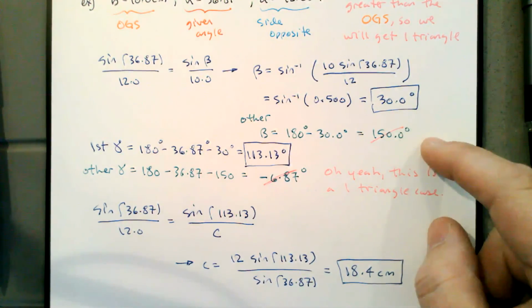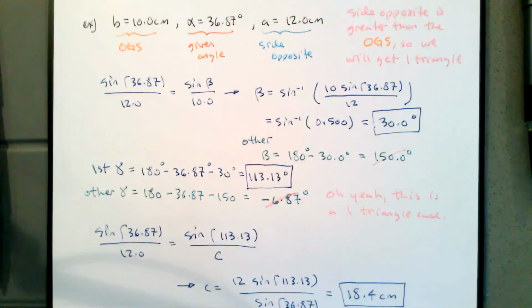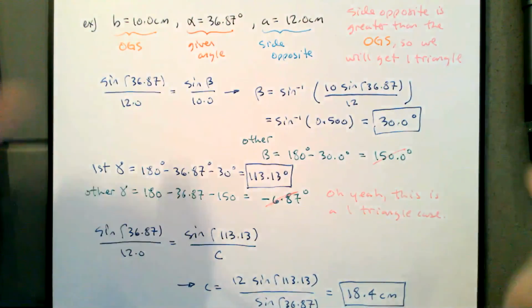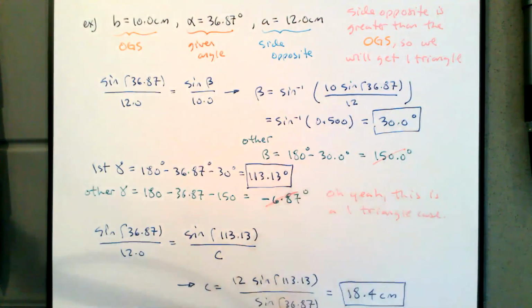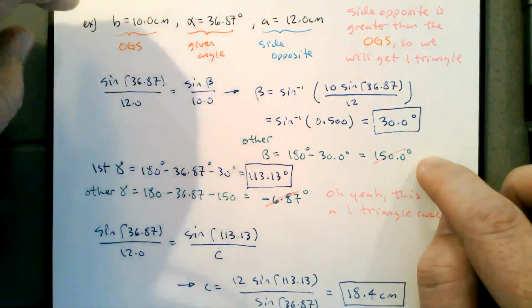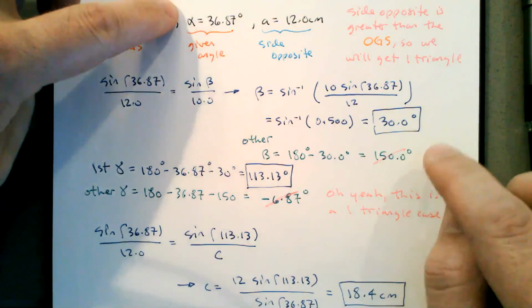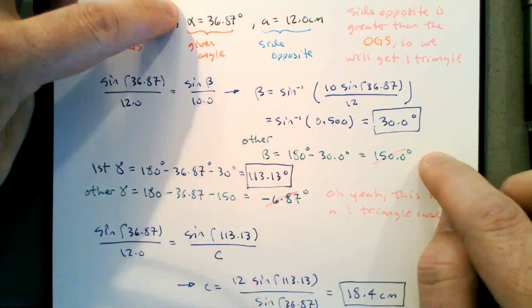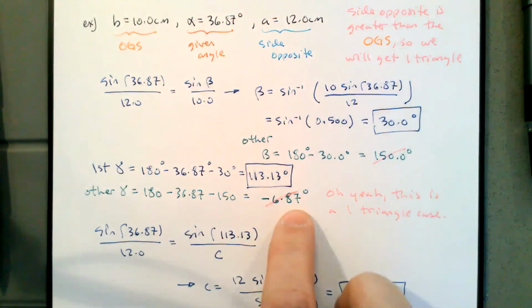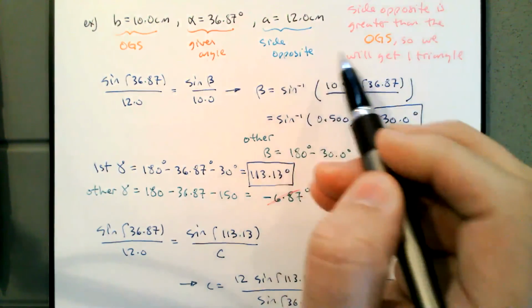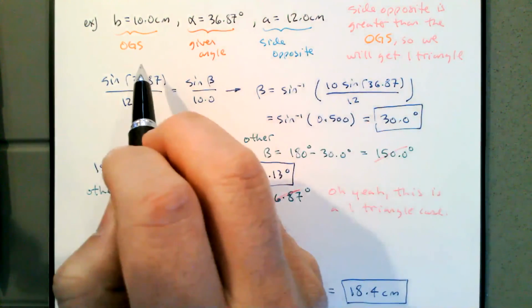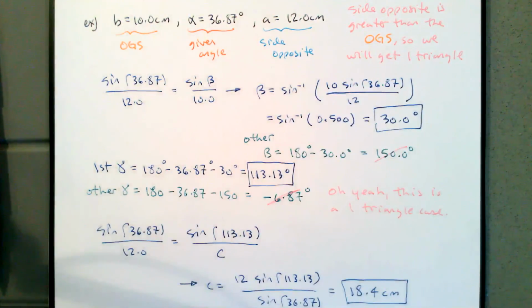Now that we've got 2 angles, an alpha and 2 different versions of beta, we take the alpha and the first beta that we find, and we subtract from 180 to get the third angle. Then we do the same thing with the second beta, alpha and this beta, subtract those from 180 to get the second gamma, but if it comes out negative, that's the 1 triangle case. We could avoid this subtraction if we noticed at the beginning the side opposite the given angle is greater than the other given side, and that's a 1 triangle case.